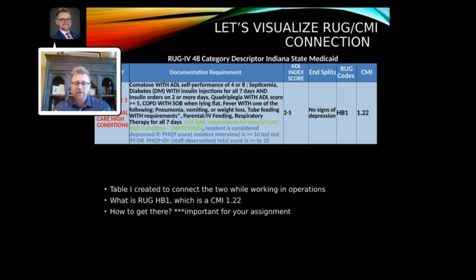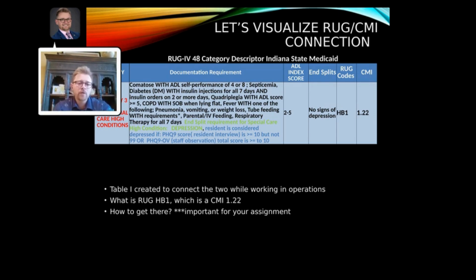So the full form will be attached in this module, and you'll be able to see that based upon what's going on with that patient, like for example in this row, maybe they're comatose, maybe they're septic, maybe they're insulin dependent diabetic, maybe they have the injection 7 days a week, maybe they're COPD with shortness of breath while lying flat, maybe they have pneumonia, weight loss, vomiting, all the stuff going on, right? If you have a patient that has that stuff going on, you connect the dots with their ADL score and their in-split, and you get the RUG category, you get the CMI.